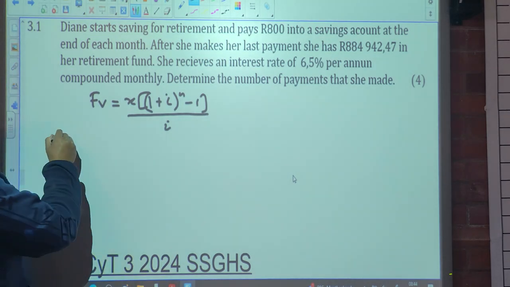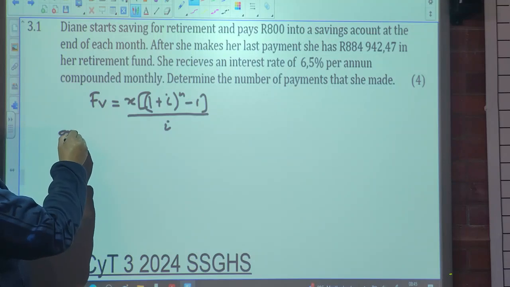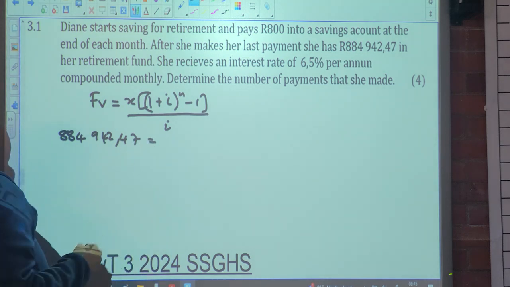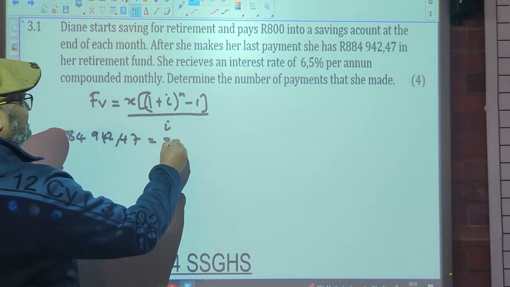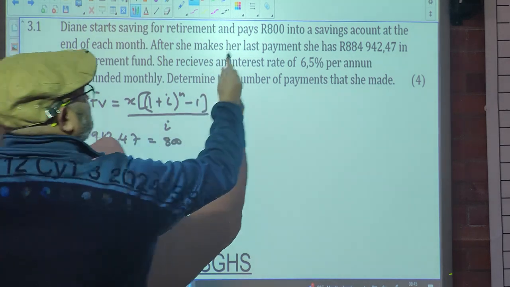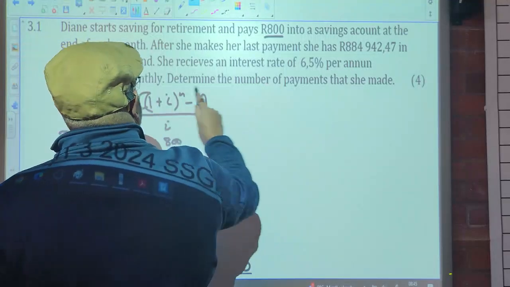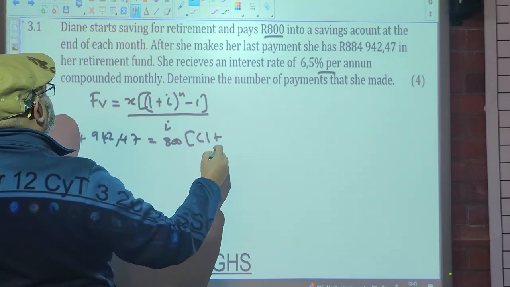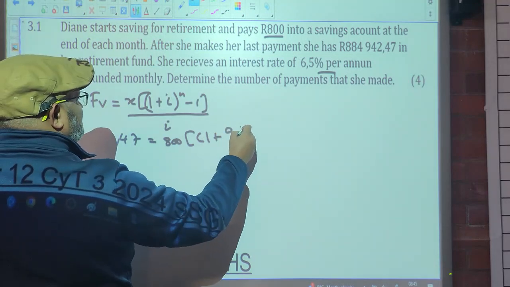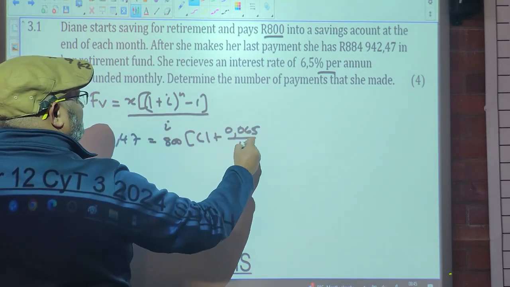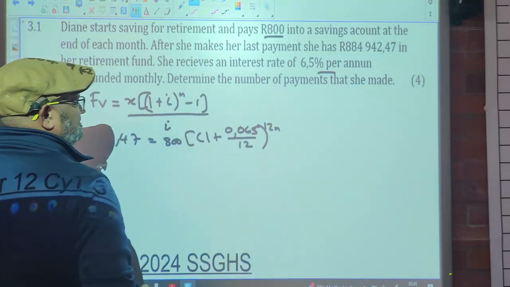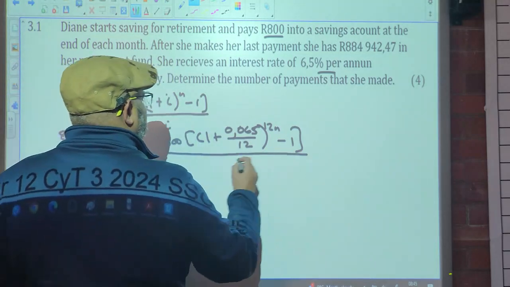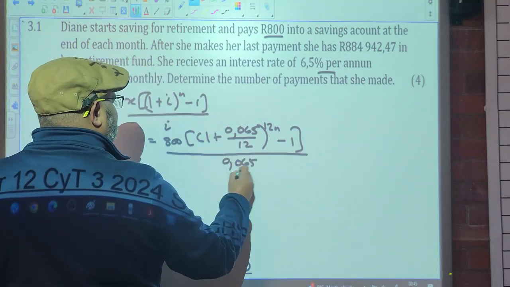In the future she has 884,942 Rand and 47 cents. She's making a monthly payment of 800 Rand, and the payment frequency is in line with the compounding. This is a monthly compounding. So it's 1 plus 0.065 over 12 to the exponent 12n, or just n, minus 1 all over 0.065 over 12.